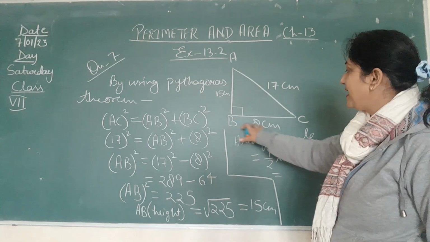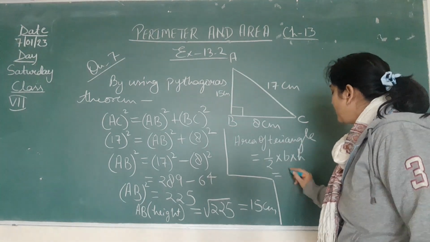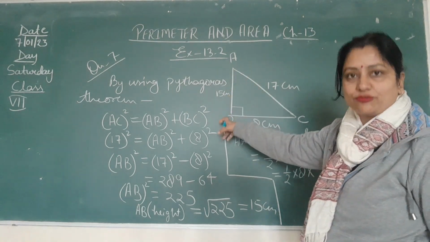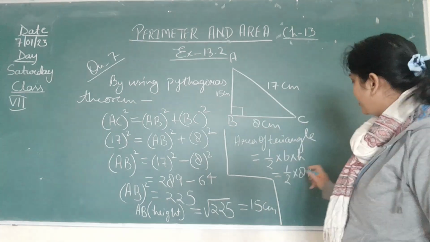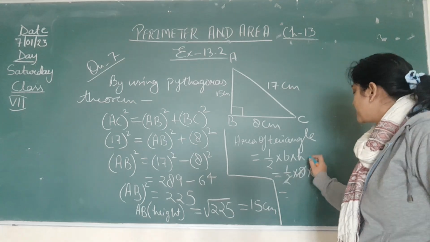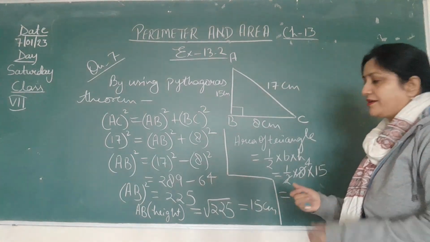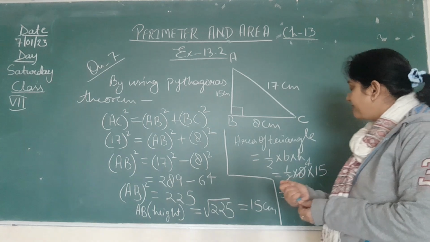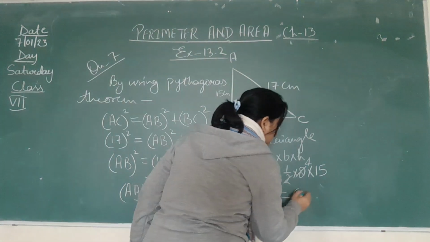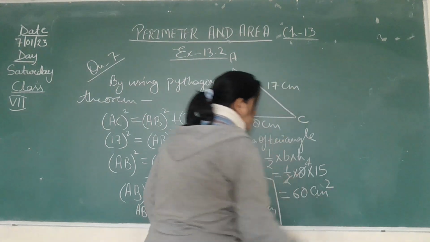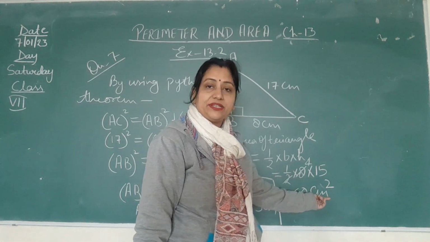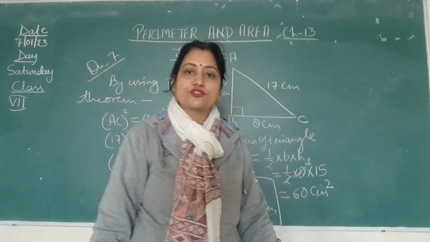Now in this triangle base is 8 centimeter. 1 upon 2 into 8 into height, which we found to be 15 centimeter. Put this value over there. Now 2 ones are 2, 2 fours are 8, and 15 multiplied by 4, your answer will come 60 centimeters square. Because we have to find area, that's why we write the unit as centimeter square. So this is the solution of question number 7.